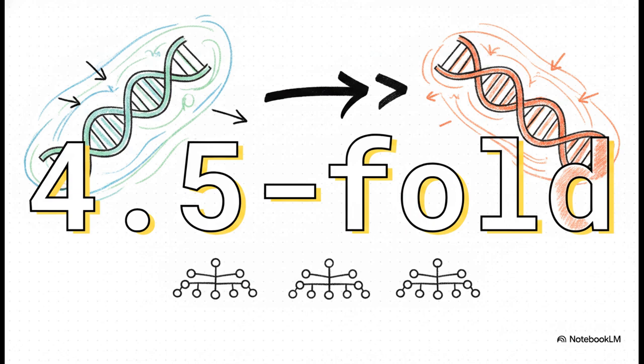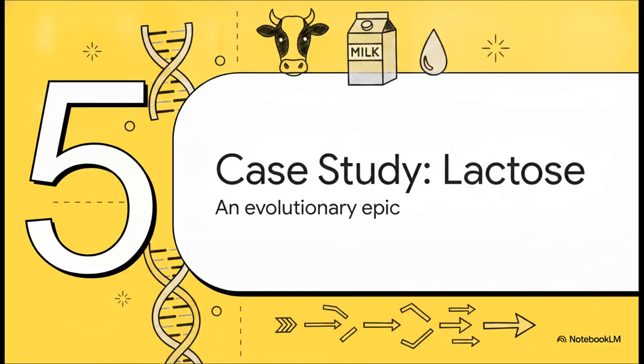So the crucial takeaway here is this. 1.8% divided by 0.4% is 4.5. She has a 4.5-fold relative risk increase of having an affected child with a Northern European partner compared to an Asian American partner. It's a perfect example of how ancient population history and genetic drift directly dictate our modern clinical odds. Finally, Section 5, Case Study, Lactose Tolerance.